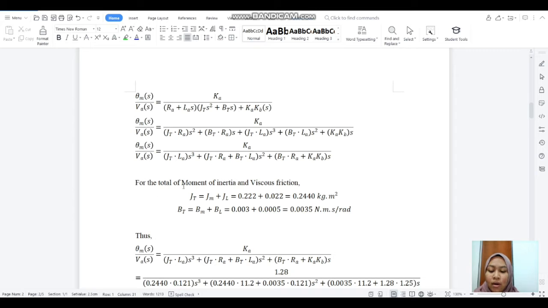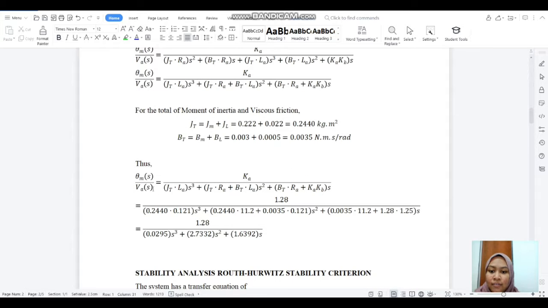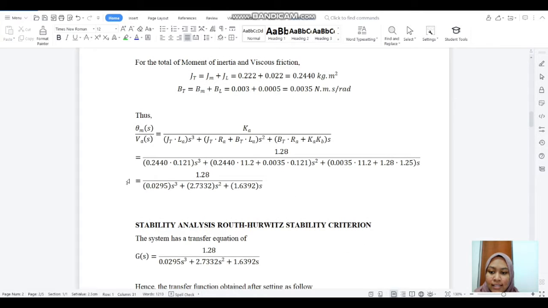And then for the total moment of inertia and viscous friction, we get Jt equal to 0.244 kgm squared and Bt equal to 0.0035 Nms per radian. Then after that, we insert all the values inside the transfer function that we already found before, and this is the new transfer function, which is 1.28 over 0.0295 s3 plus 2.7332 s squared plus 1.6392 s.